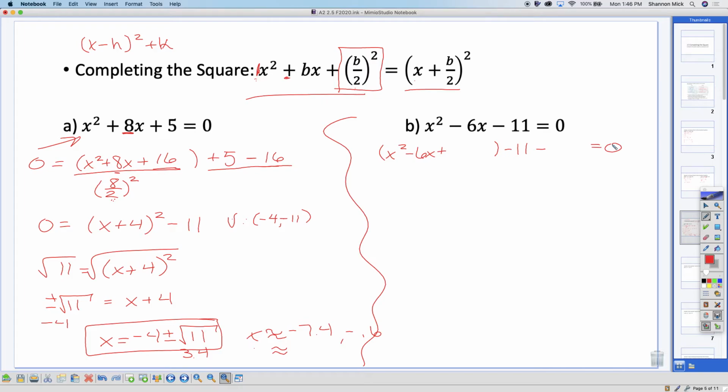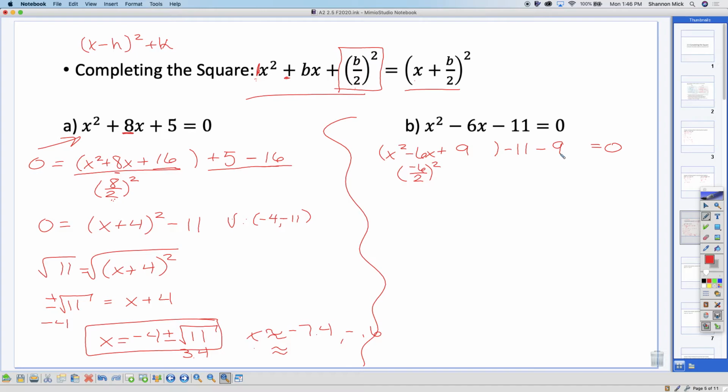You do the b over 2 squared. Okay, so b is negative 6, negative 6 over 2 squared. Now the negative doesn't matter for my squaring part, does it? But when I factor, does it matter? Yes, because my quantity is going to be negative. So it's 9. Half of 6 is 3, squared is 9. So I add it and subtract it.